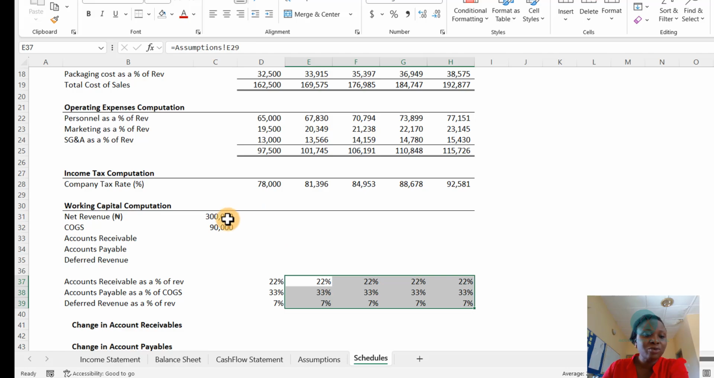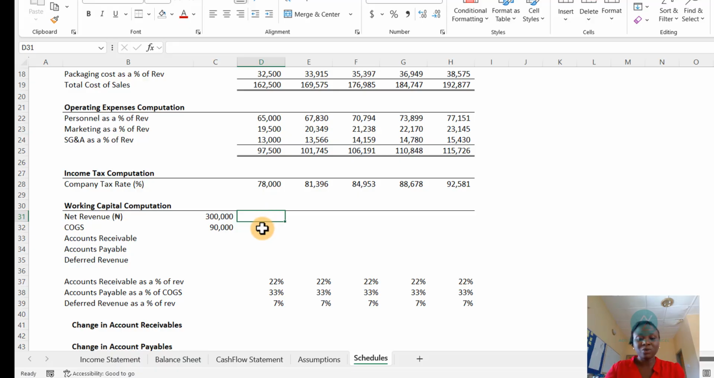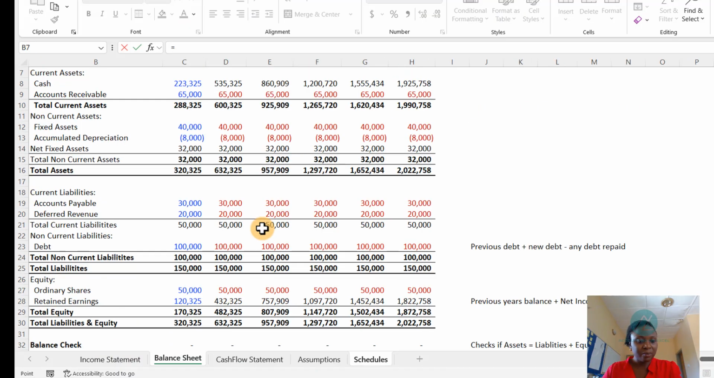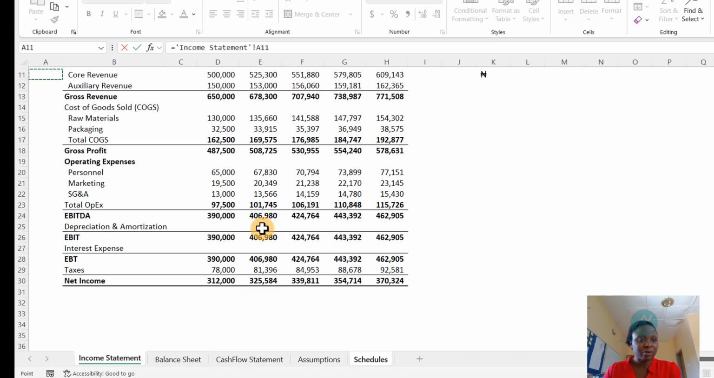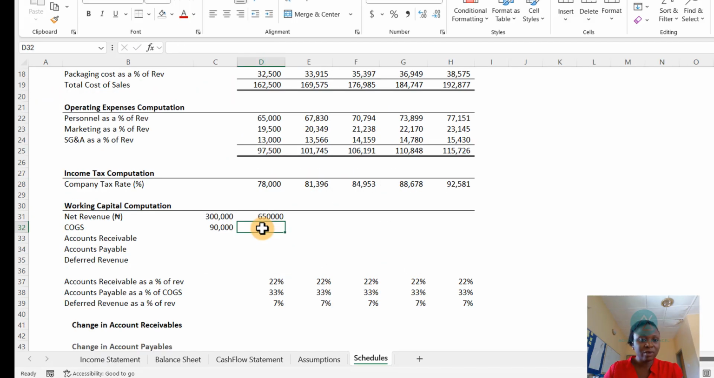So the next thing we need to do is to also bring in our net revenue. And mind you, we've already computed net revenue for the 5 years we are forecasting. So that was what we did initially. So we go and pick it from the income statement. What's our net revenue? Our gross revenue. We'll just pick the gross revenue. Right. So 650, then what's our cost of goods sold?